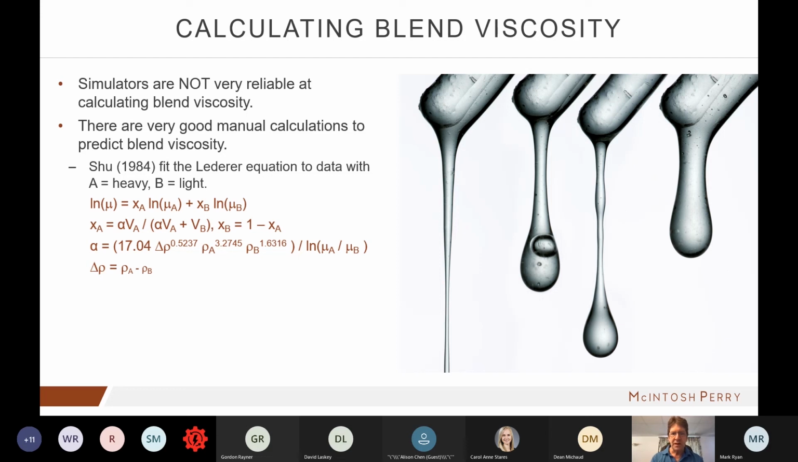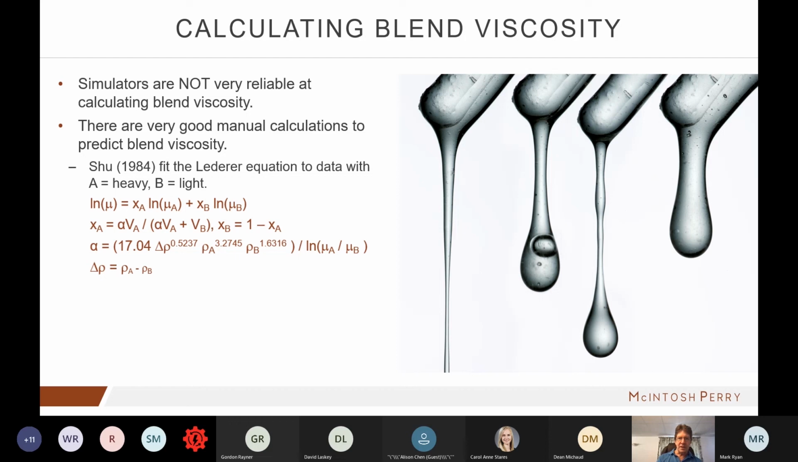There had been some speculation as to what it should be before. He basically reverse engineered everything and came up with what alpha should be. Delta rho there you can see is the difference in density between the two. So the alpha function then is based on the densities of the two fluids, the difference between the two, and then you can see there's a viscosity ratio there as well. So this is one way to calculate blend viscosities.